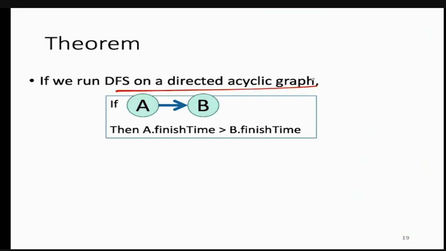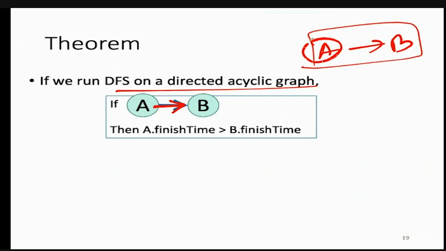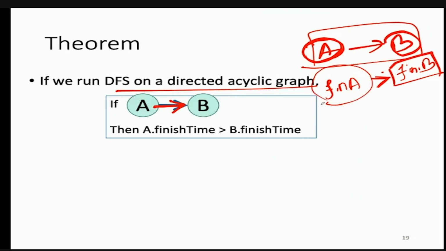So we have run DFS, and for all the edges, if there's an edge in our graph like this, it's a dependency edge, which means that we have to do A first and then B. After running DFS, what we get is the finishing time of B is less than the finishing time of A. So basically, the finishing time of A is greater than the finishing time of B. So after running the DFS, if we start doing things where the finishing time is higher, then we will always be doing the prerequisite task first and then the dependent.